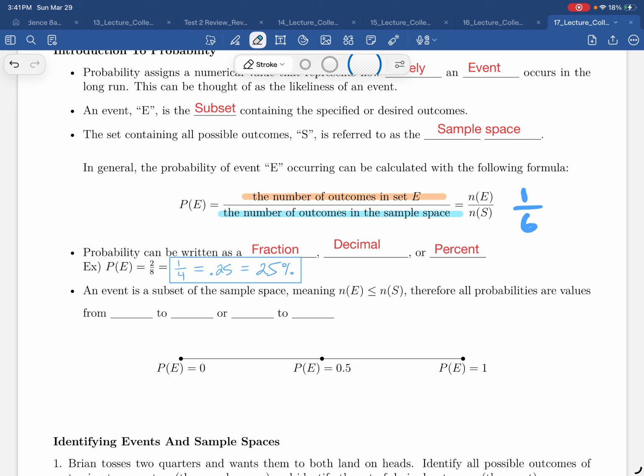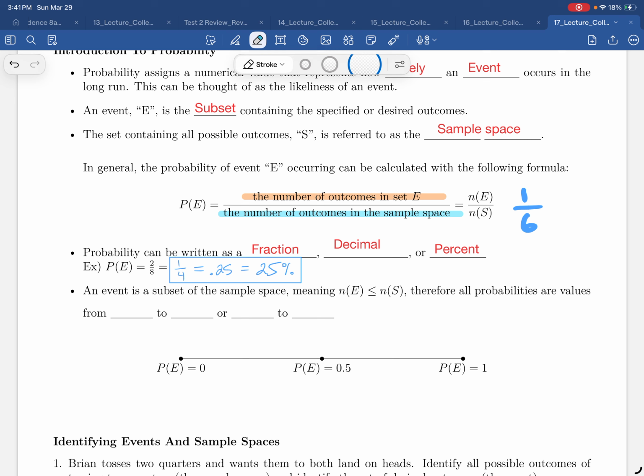An event E is a subset containing the specific or desired outcomes. So that's like if you want to flip heads, right? Heads is what we're looking for. If you want to roll a 2 on a die or something like that, so that would be the subset. The set containing all possible outcomes, S, is referred to as the sample space.